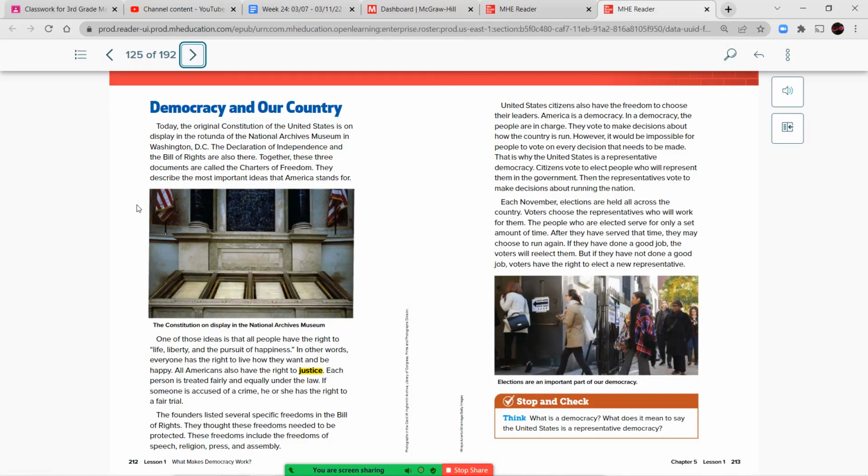Today, the original Constitution of the United States is on display in the rotunda of the National Archives Museum in Washington, D.C. The Declaration of Independence and the Bill of Rights are also there. Together, these three documents are called the Charters of Freedom. They describe the most important ideas that America stands for.